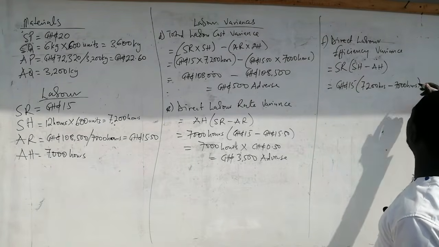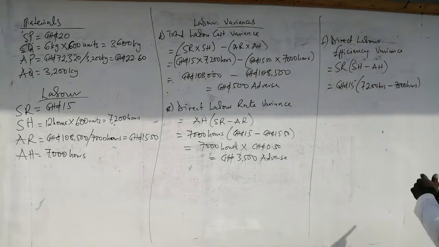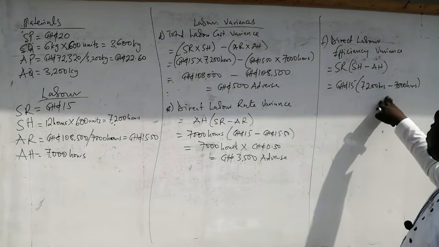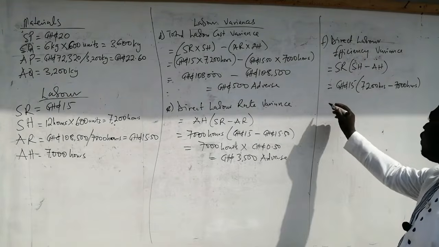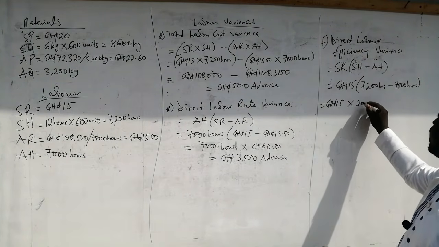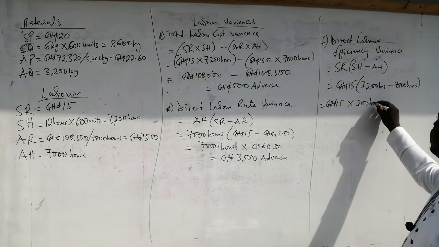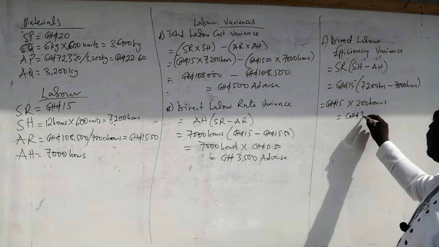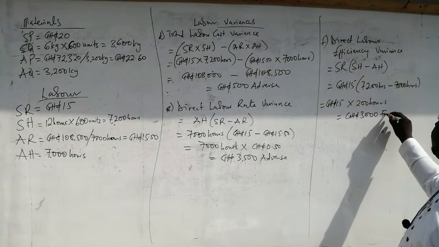So once the focus is on the hours, then we can tell that in the bracket, it's a favorable variance because we used fewer hours than our expectation. And so the variance is going to be 15 cedis multiplying an excess of 200 hours. And that is going to give us 3,000 Ghana cedis favorable variance.